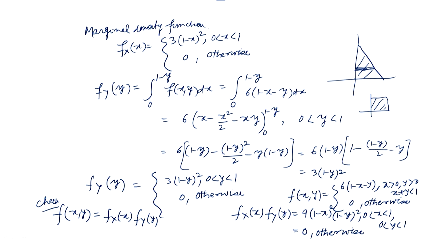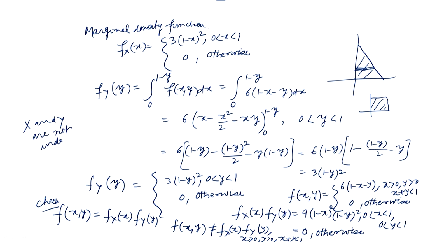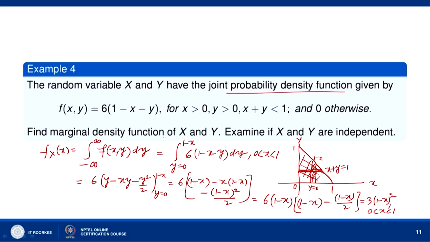So, it turns out that f(x,y) is not equal to f_X(x) into f_Y(y) when x is greater than 0, y is greater than 0 and x plus y is less than 1. So, they are not independent. So, x and y are not independent. Okay. So, we have found the marginal density functions of x and y, and also we have seen that x and y are not independent.